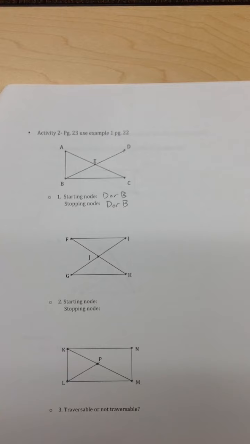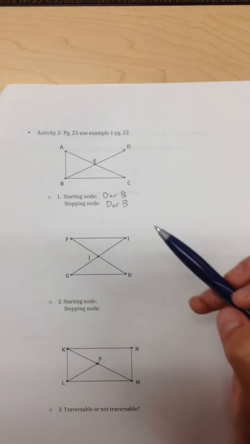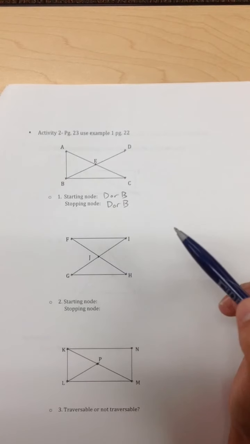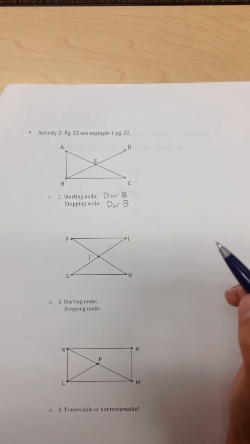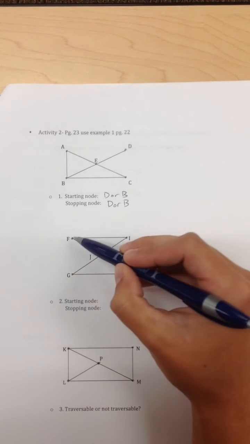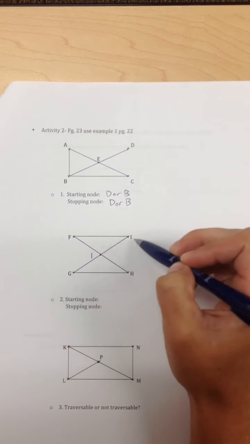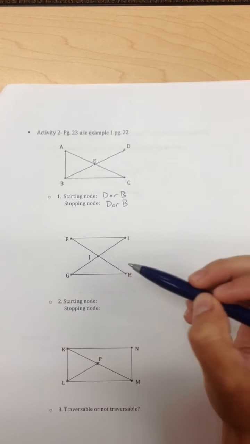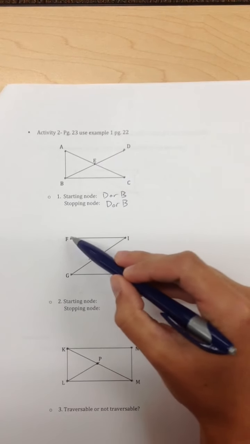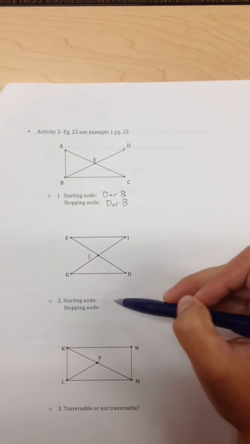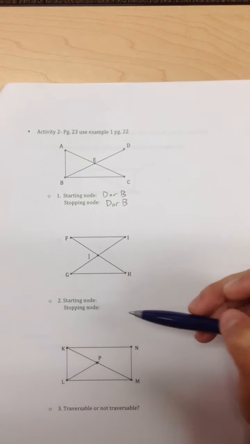For the second one, let's see, what does it say here? We could start or end at any point. Okay, so if we start at F and go around here, F to I to G to H to J, we end back at F. If we start at I and go around, we end back at I. So wherever you start on this one, you end in the same place.